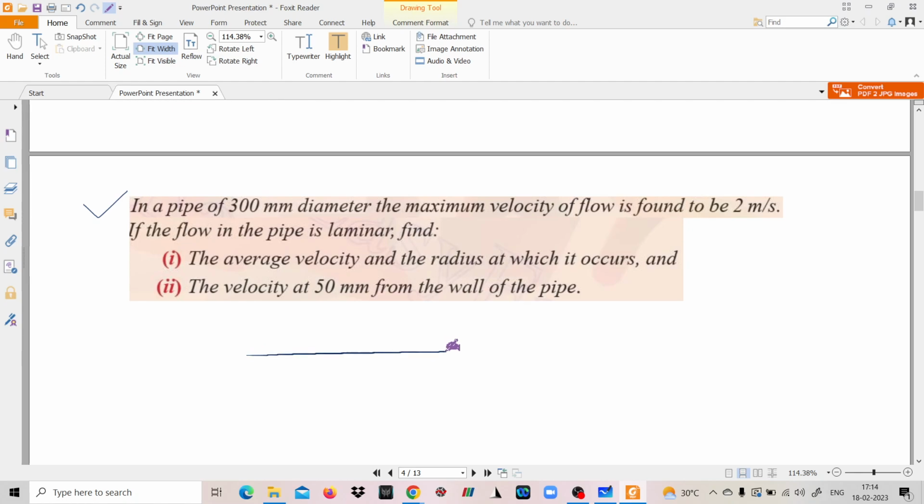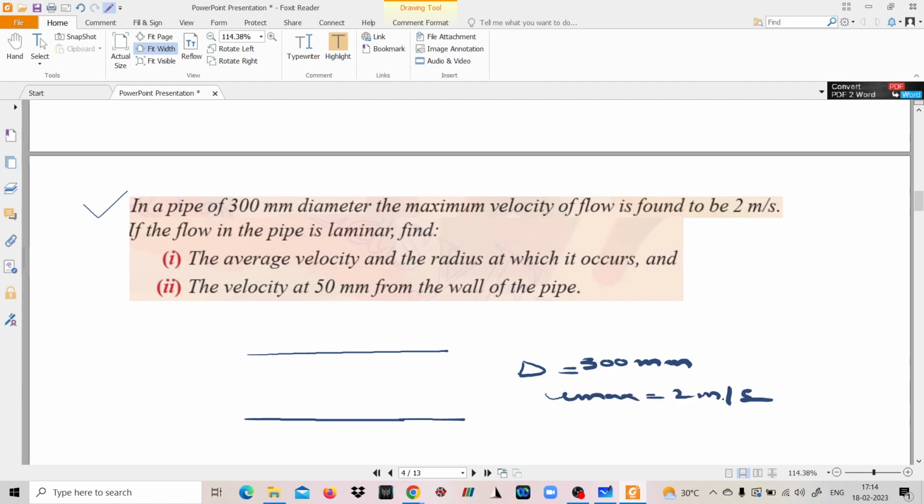So the problem is there is a circular pipe whose diameter is 300 millimeter. Okay. Maximum velocity 2 meter per second. Now see, here you can see that it is given to you that the flow in the pipe is laminar. So now you can very easily apply all the equations that we have derived today.